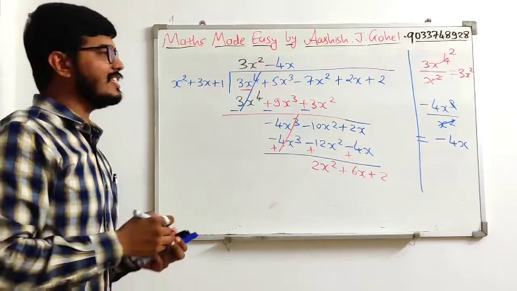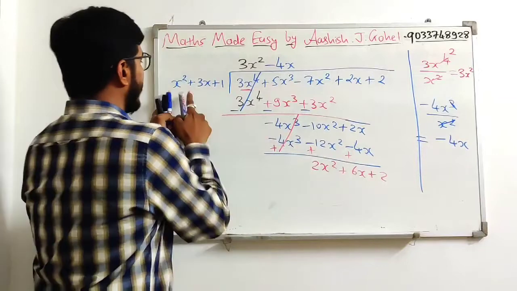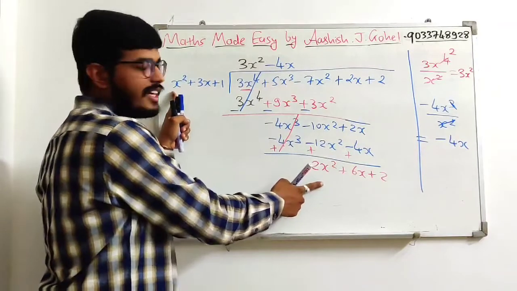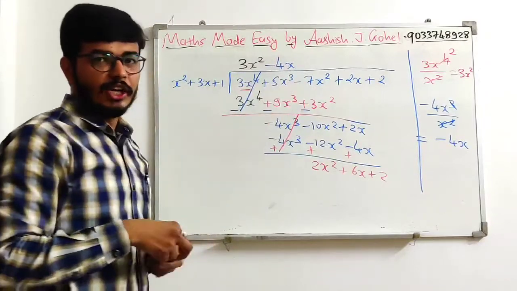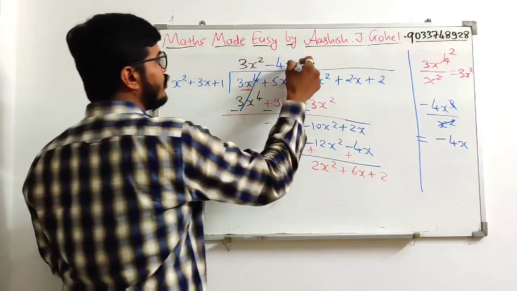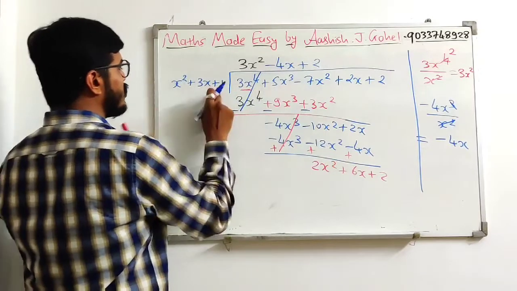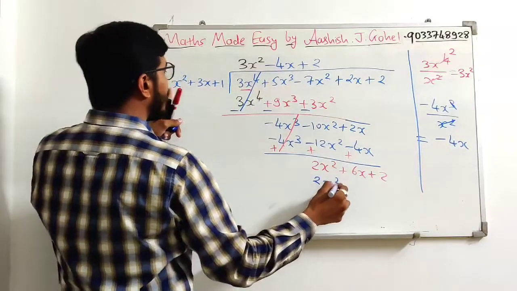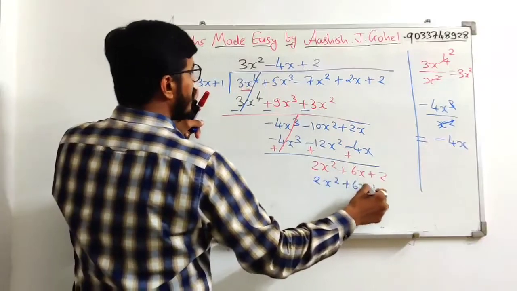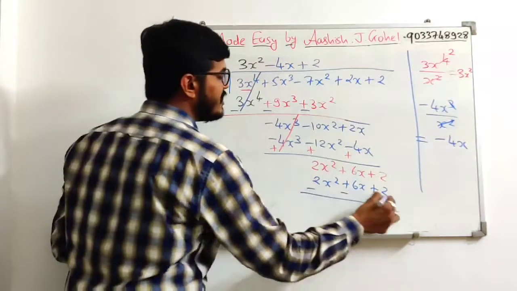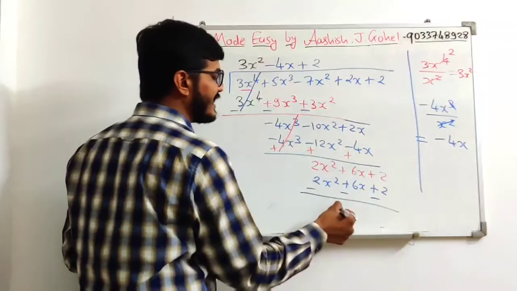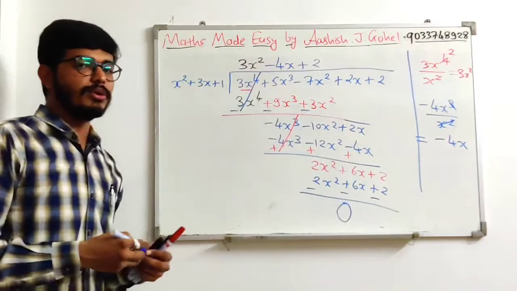Now it is very easy. You can just identify by observing that 2x square is there, x square is there. So what we need to put over here? 2. Yes, correct. So we will put 2 over here. So 2 into this whole equation will give you 2x square plus 6x plus 2. So we are getting the same term. Now if I change the sign, then all terms will get cancelled and last answer will be 0.